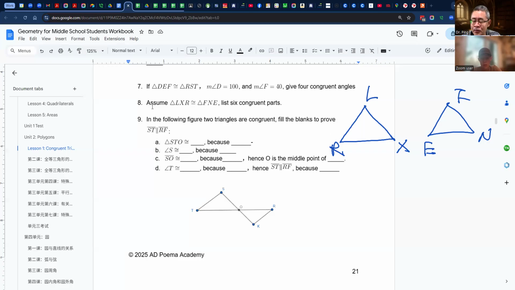Oh, there's another one. So RX to FN, very good. RX is to NZ. So yeah, XR is NZ, very good. LR is FE, good job. LX to FN, perfect.